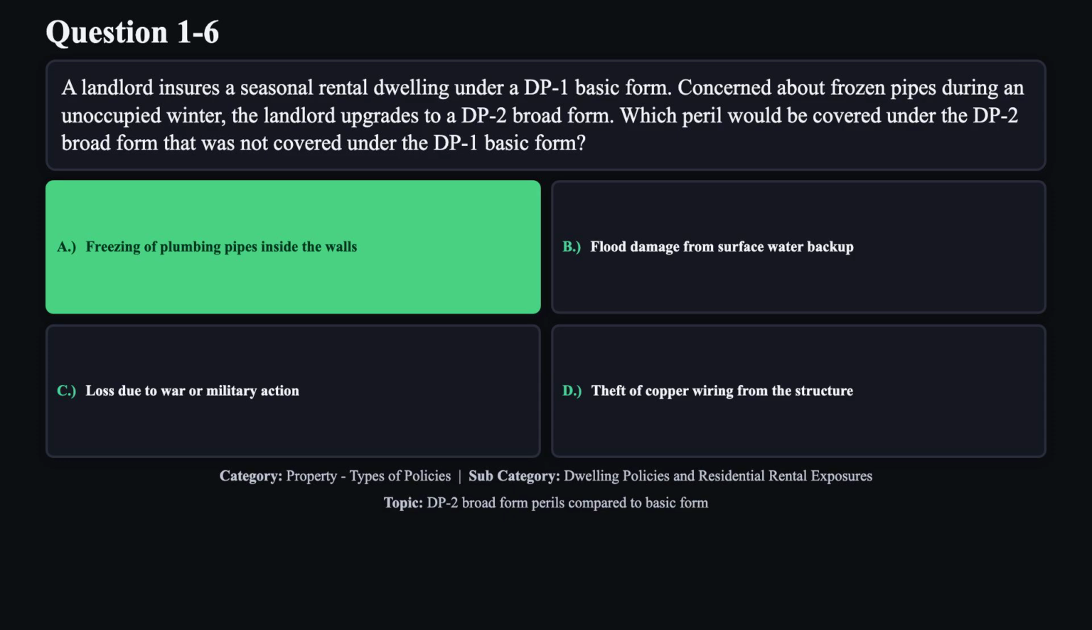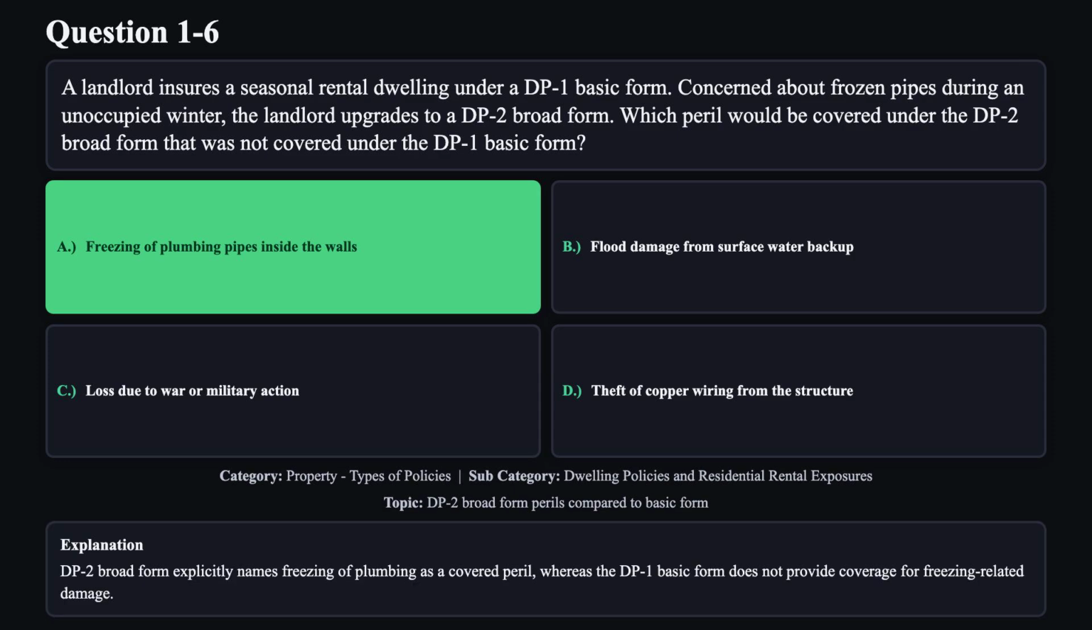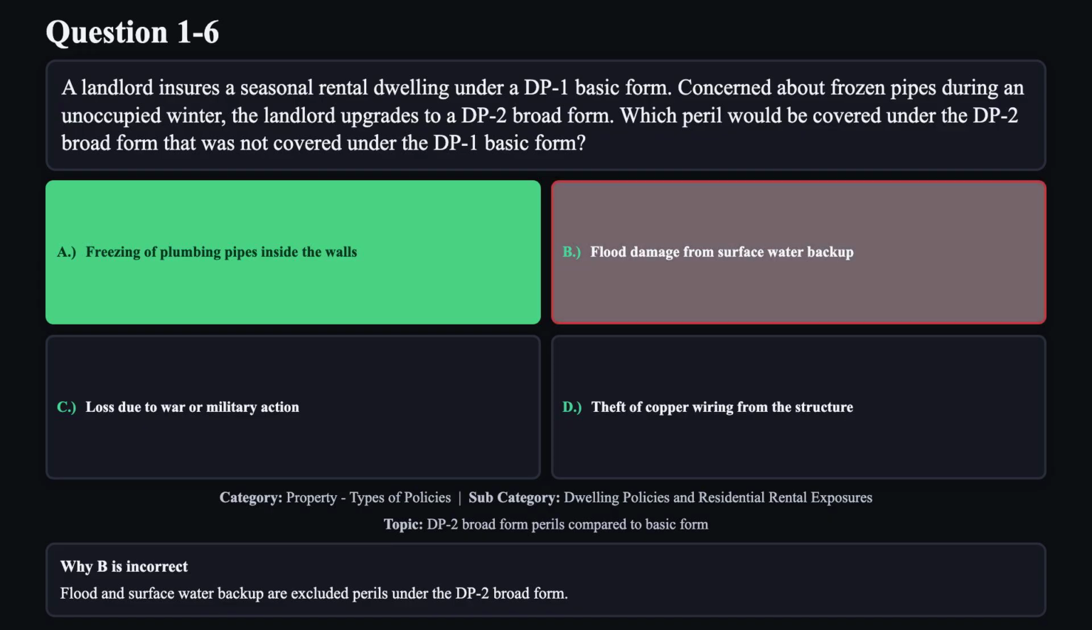The correct answer is A. DP2 broad form explicitly names freezing of plumbing as a covered peril, whereas the DP1 basic form does not provide coverage for freezing-related damage. Reason B is not correct. Flood and surface water backup are excluded perils under the DP2 broad form.